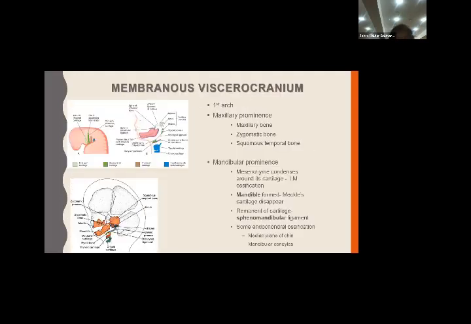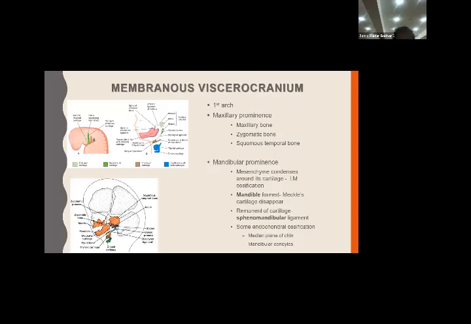ठीक है? Then उसके अलावा first arch में से sphenomandibular ligament बना. ये जो remnants of the cartilage रह गए थे ना, इससे sphenomandibular ligament बन गया. उसके अलावा mandible में से कुछ parts हैं जो कि endochondral ossification से भी develop होते हैं, that means midline में, chin में, या फिर condyles of the mandible, ये तो cartilaginous develop होते हैं, but by and large mandible develops by intramembranous ossification.